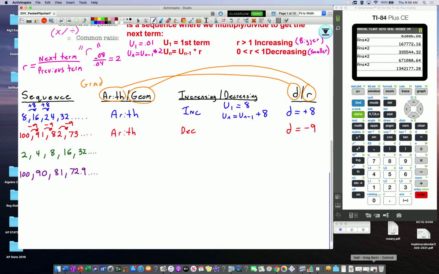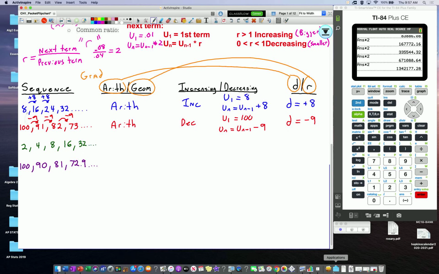Because I'm subtracting 9 each and every time. So if I were to ask you to write the recursive definition, u sub 1, that's the first term, 100. The second part is always the same: I always just write u sub n equals u sub n minus 1. Now I just have to figure out the mathematical operation, which is nice defining it here. I just go minus 9. It's hopefully that easy. All right, the next one.